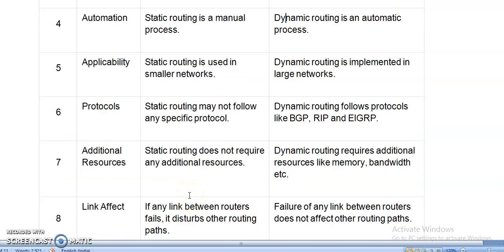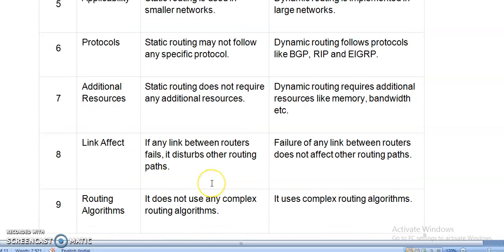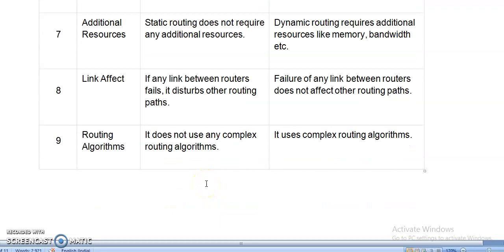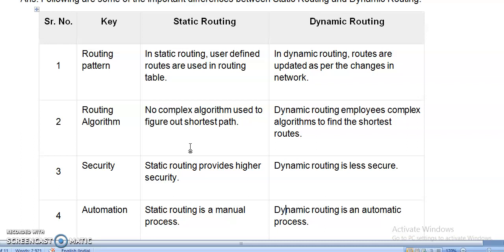Additional resources: static routing does not require any additional resources, whereas dynamic routing requires additional resources like memory, bandwidth, etc. Link effect: if any link between routers fails, it disturbs other routing paths, whereas failure of any link between routers does not affect other routing paths in dynamic routing. Lastly, the routing algorithm: static routing does not use any complex routing algorithms, whereas it uses a complex routing algorithm when we talk about dynamic routing. So this is the differentiation between static routing and dynamic routing.